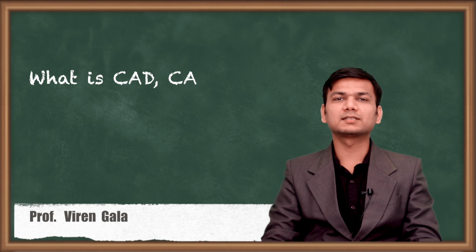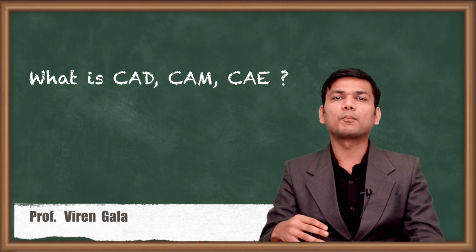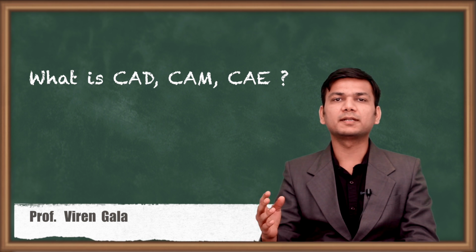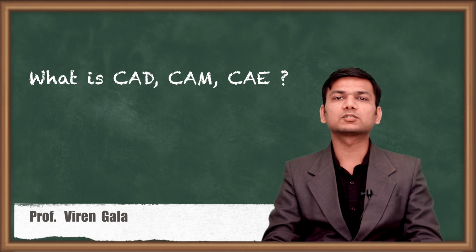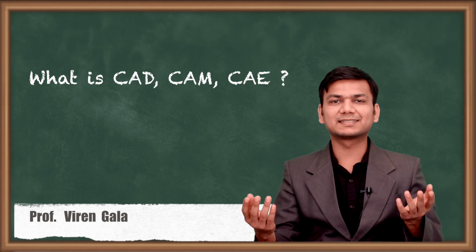Hello friends, today we'll see what is CAD, CAM and CAE. Basically CAD means computer aided designing, it deals with the 3D modeling. CAM means computer aided manufacturing, it deals with the manufacturing processes using computers, and CAE means computer aided engineering, it deals with the analysis process. So let's see one by one.